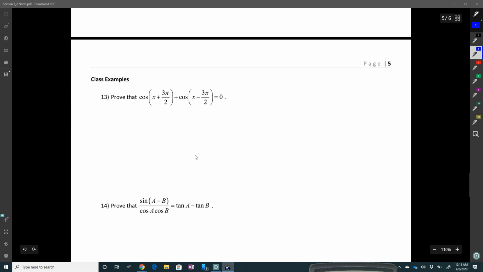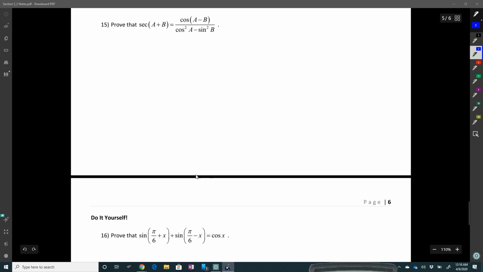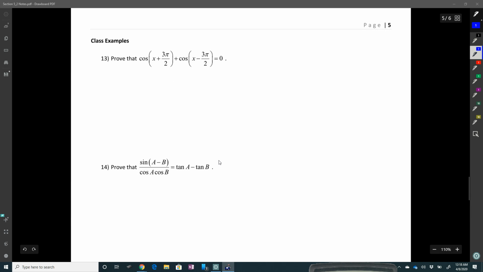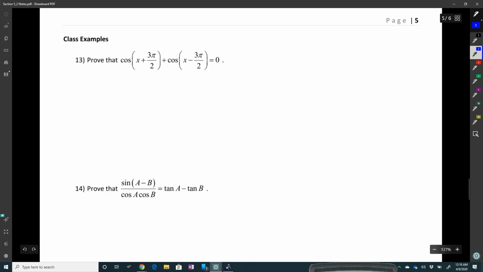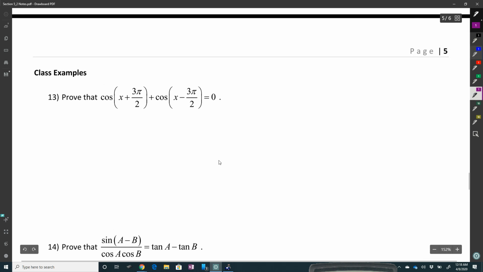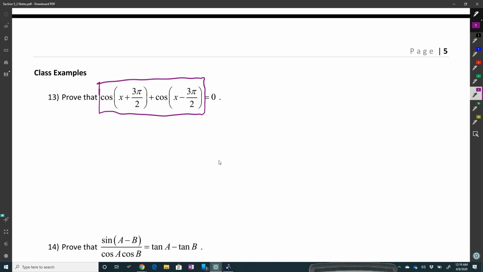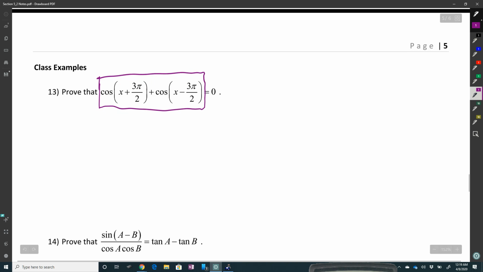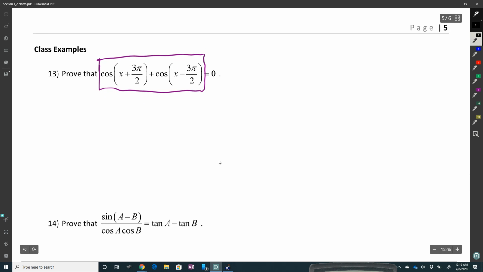Excuse me. So the very last thing I want to do is some more proofs, because we can never have too many proofs. Okay, so remember, for proofs, you have to pick a side. And it says, prove that this expression equals 0. Well, I can't pick 0 as my side because that's nothing. Usually you go with the side that has more stuff in it. So I have cosine of x plus 3 pi over 2 plus cosine of x minus 3 pi over 2.